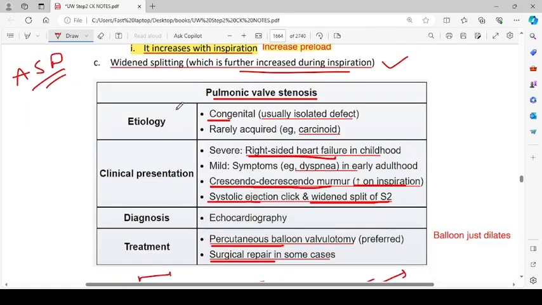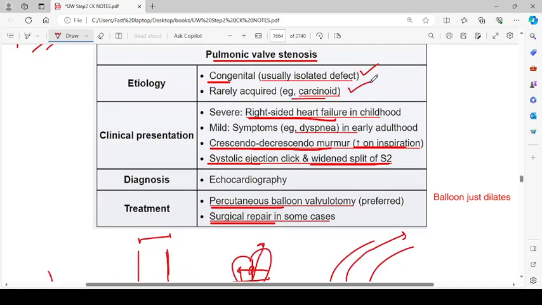In pulmonic valve stenosis, the etiology is congenital, usually an isolated defect, rarely acquired, for example, by carcinoid syndrome. We'll talk about the pathology of carcinoid in detail in the GIT sessions, but right now just remember that carcinoid syndrome is a tumor that is present in the GIT. If it metastasizes to the liver, it starts producing a lot of serotonin and other chemicals, and they can grow vegetations on the cardiac valves, especially the right-sided valves, and they can also lead to pulmonic valve stenosis.